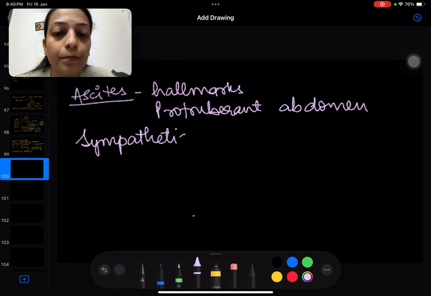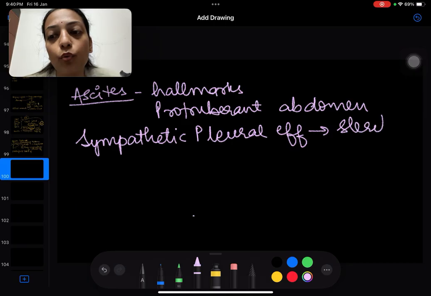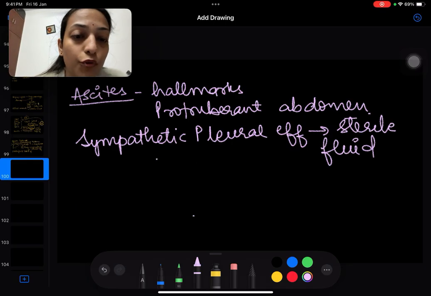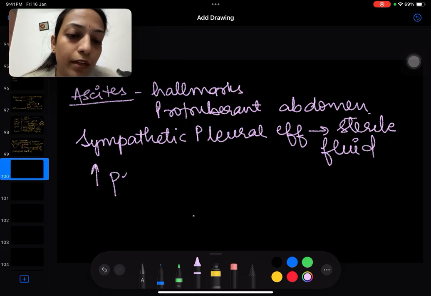Sympathetic pleural effusion. What is this? This is the buildup of sterile fluid. So why does sterile fluid build up? Why is there pleural effusion? Because of the liver. It is because there is increased permeability.